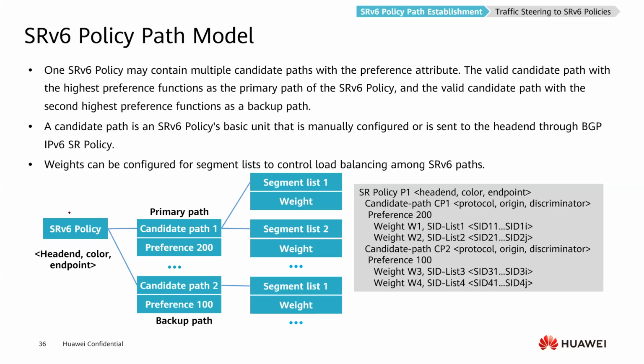First, for the same head end, same endpoint, same color, we can set one primary path and one backup path. And for the primary path and backup path, you can have multiple forwarding paths. You can have multiple segment lists like this. So you will choose one candidate path, and inside this candidate path, you can do load balancing based on the weight.